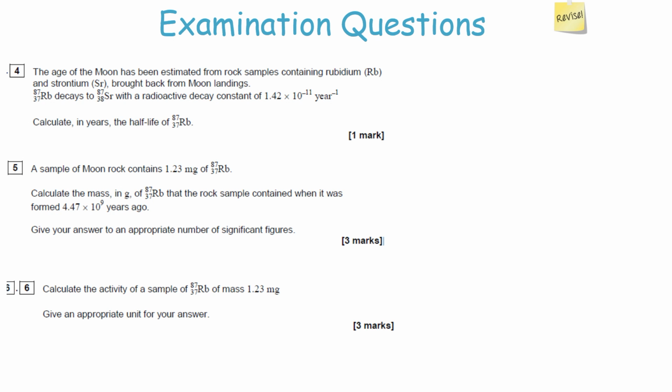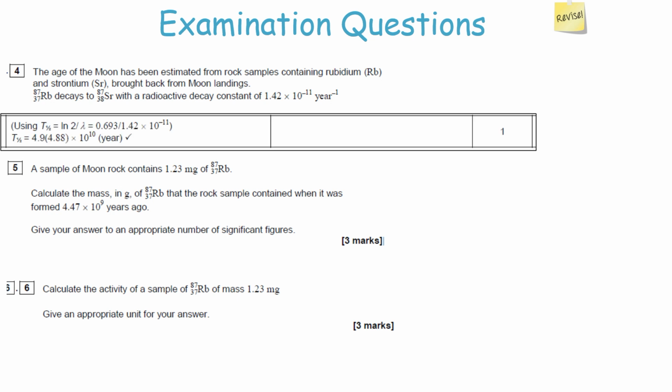Right, so once again, you've got to see the link between the decay constant and the half-life, a very important skill to recognize. So half-life is equal to log 2, or 0.69, divided by the decay constant. So the half-life is 0.69 over 1.42 times 10 to the minus 11. Note you don't need to change the units of the decay constant because it wants the half-life in years. So you get an answer of 4.9 times 10 to the 10 years.